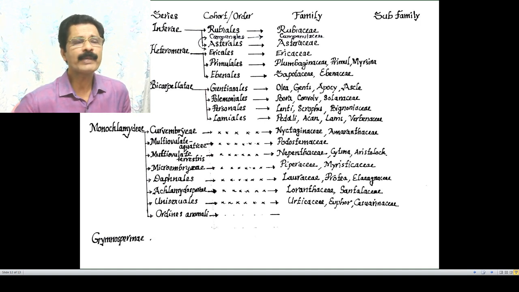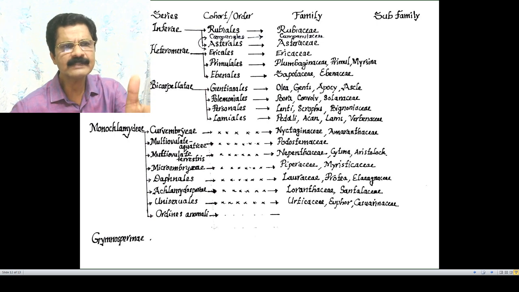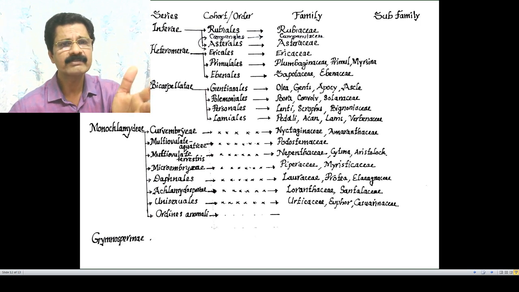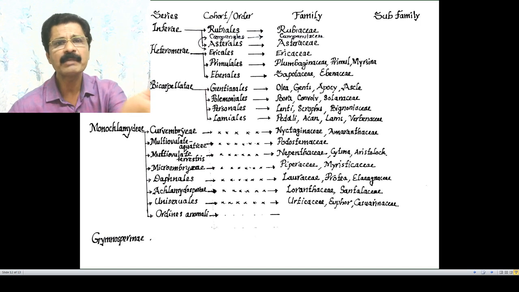Now subclass Gamopetalae. The subclass Gamopetalae has three series: Inferae, Heteromerae and Bicarpellatae. Series Inferae, inferior ovary. Series Inferae has Rubiales, Asterales and Campanales. Rubiales, family Rubiaceae. Asterales, family Asteraceae. Campanales, example Campanulaceae.